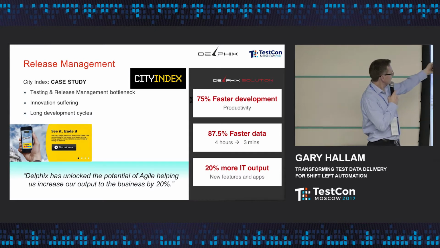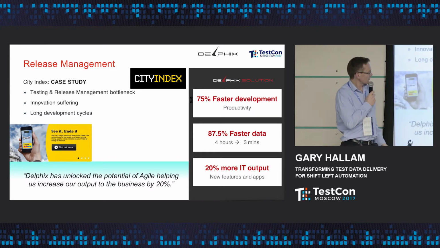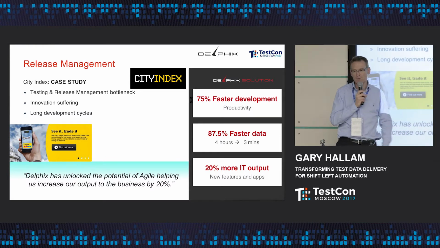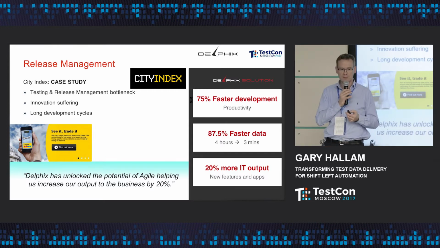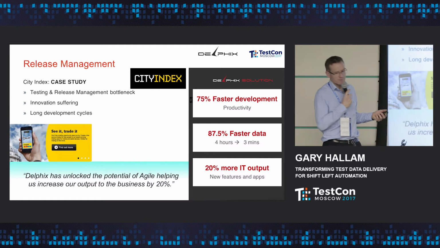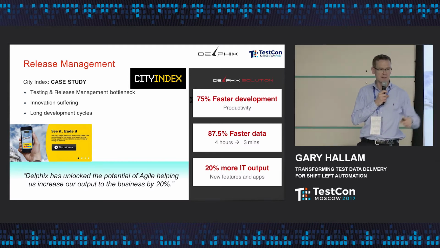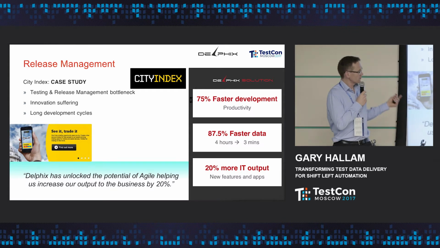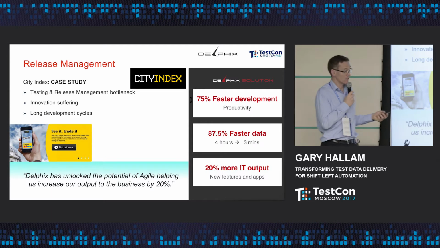City Index, again, testing and release management: 75% faster development, and just getting that more IT output. If you own your own data and you can go backwards and forwards in time, that's fantastic. If you're a developer just doing unit tests, you'll create some scripts in the database and get your table back almost instantly. But this is about complex environments where you're resetting the whole thing and starting again, and you can do that very, very quickly.